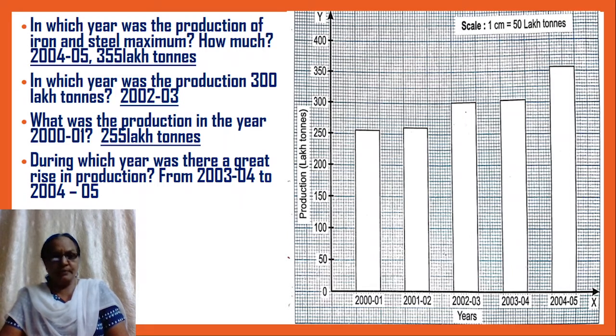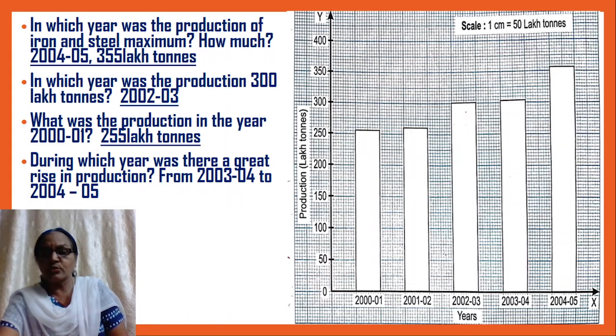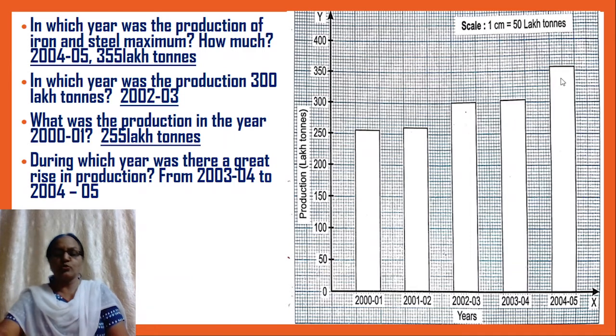The next one. During which year was there a great rise in production? Look at the graph here. From which year has there been an increase? In the year 2003-2004, after this, there has been a marked increase. So the period from 2003-2004 to 2004-2005, there has been a great rise in production of iron and steel.